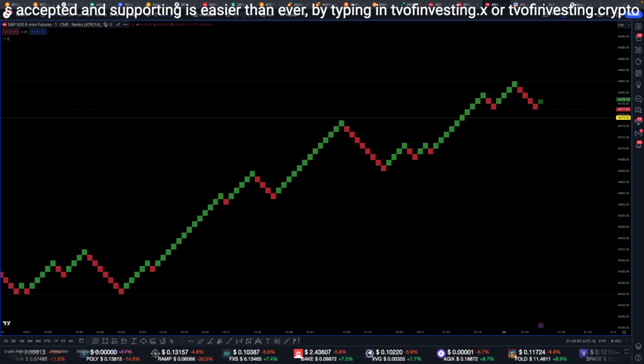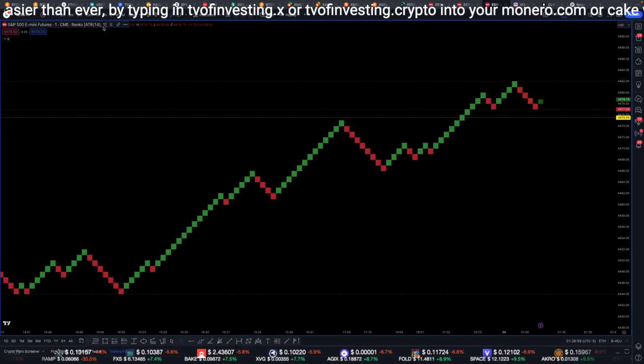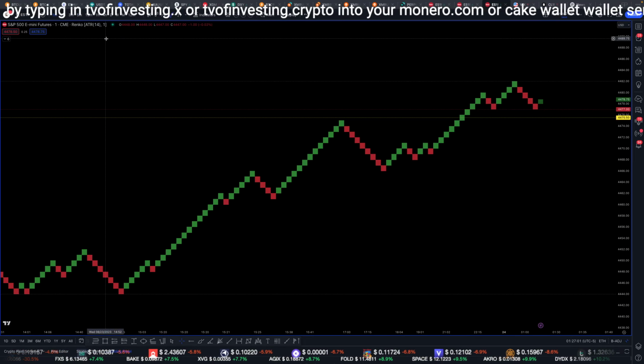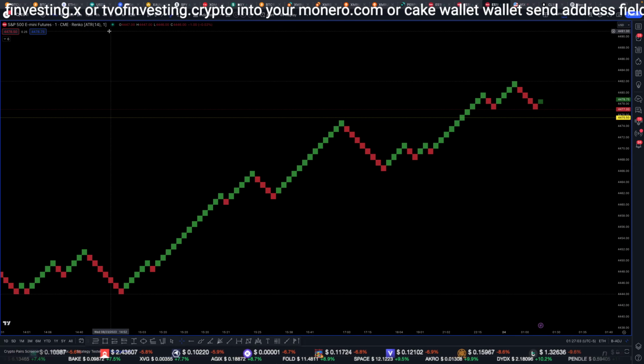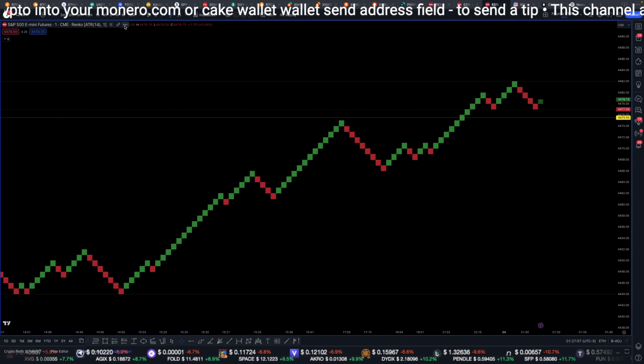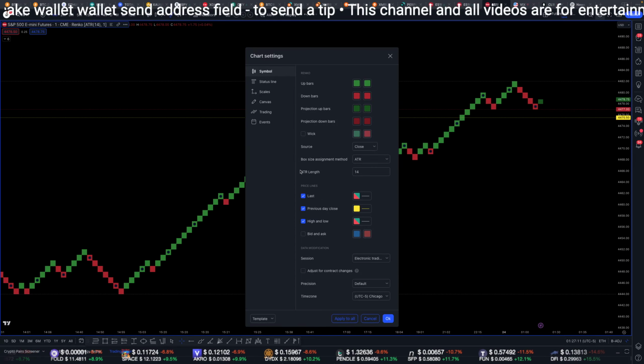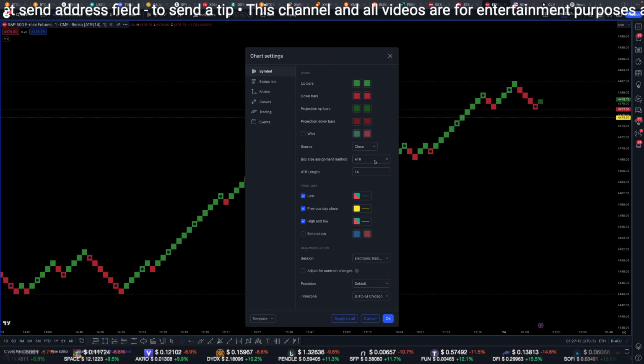So this is key. You're going to want to pay attention to the number that's on the other side of the ATR 14. In this case, there's a 1. The reason why you want to do this is because this is the easy way to switch your blocks. You're going to go right here. You're going to hit more. You're going to hit settings. And then you're going to go right here.